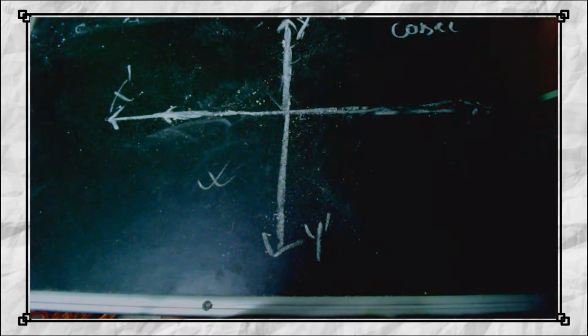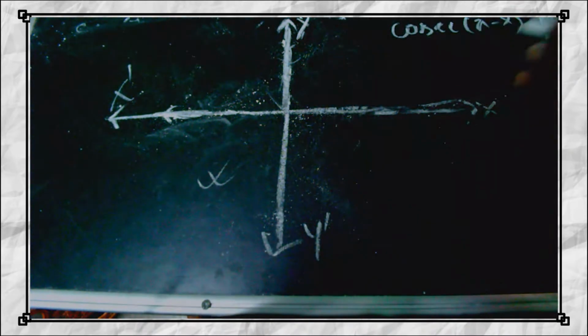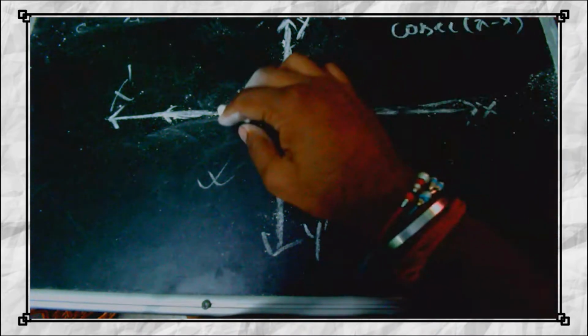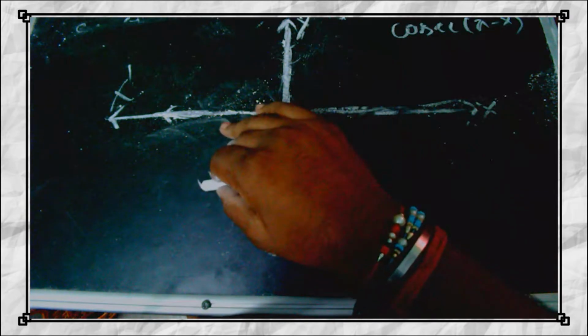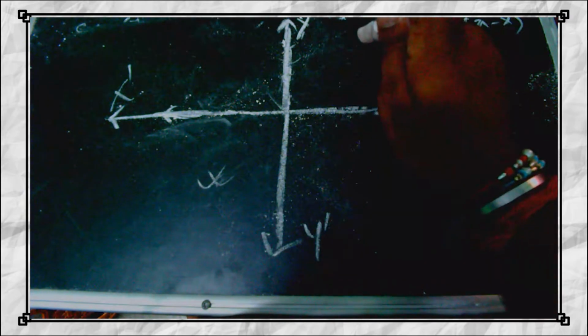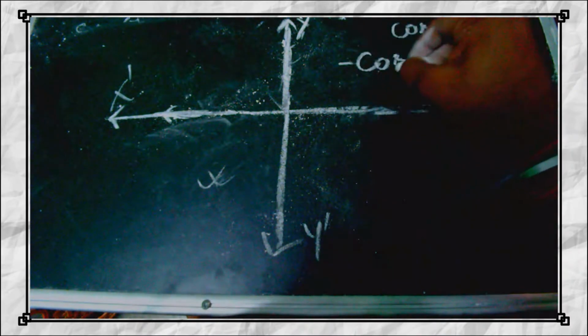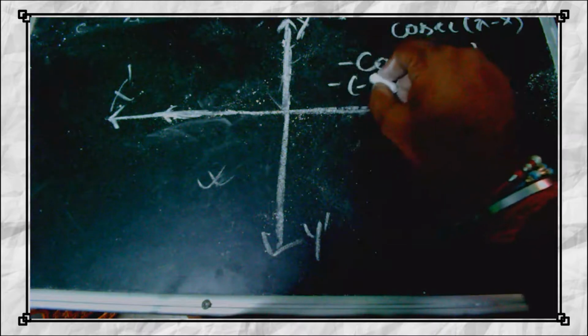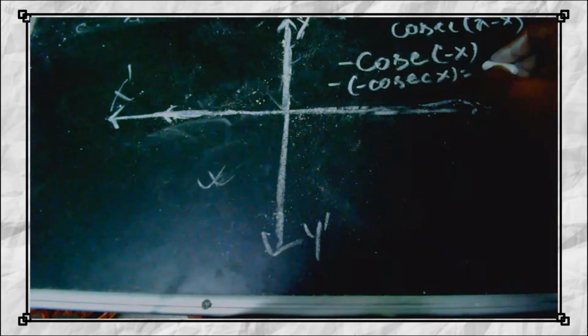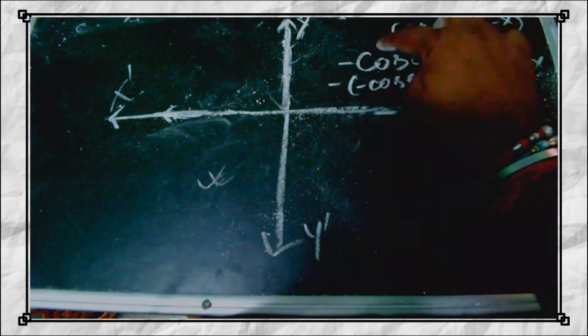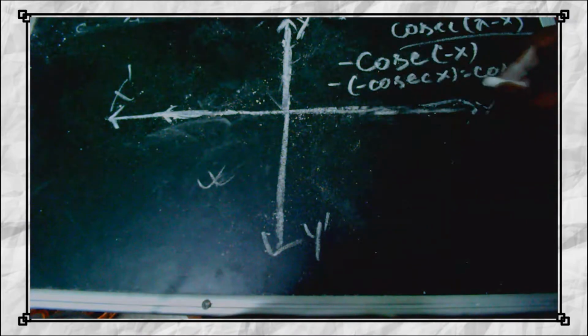Next we will calculate the value of cosec of pi minus x. In case of cosec of pi minus x, pi is somewhere here and minus x will be in the third quadrant, and in the third quadrant cosec is negative, so the sign will be negative, the ratio remains the same, cosec, and the angle will be minus x. As I told, cosec of minus x is minus cosec x, so minus of minus cosec x will be cosec x. So the value of cosec of pi minus x is cosec x.